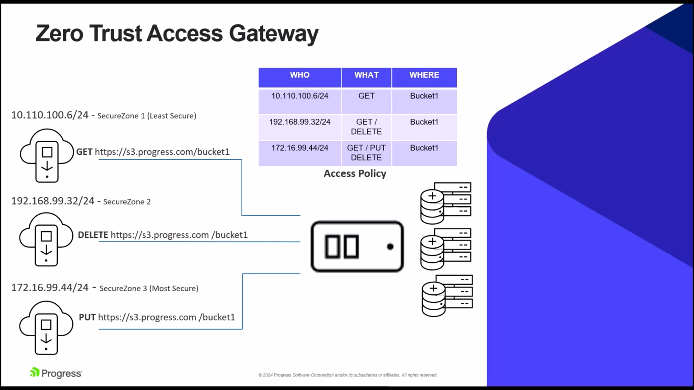With this information, we can restrict access to only reads or gets from that least secure network on the top. But the other 2 networks, we can allow puts and deletes as an example, since they're more trusted, and we don't want that least privileged environment writing any malicious data, or something up there that could affect other applications that are accessing that same bucket.